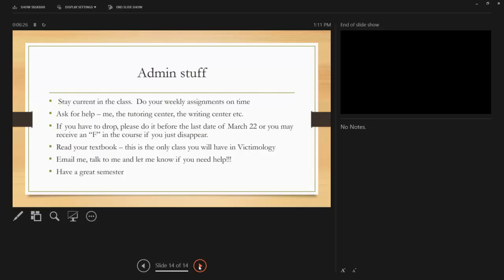Read your textbook. A lot of students say, well, I never opened my textbook. That's your fault. You need to open your textbook. You need to read these assignments. Even if you get an assignment that you can do very quickly, make sure you read all the background in your text. It's not enough to take an exam and flip through your textbook. I want you to understand this material. This is important. This is the only class you get in victimology.